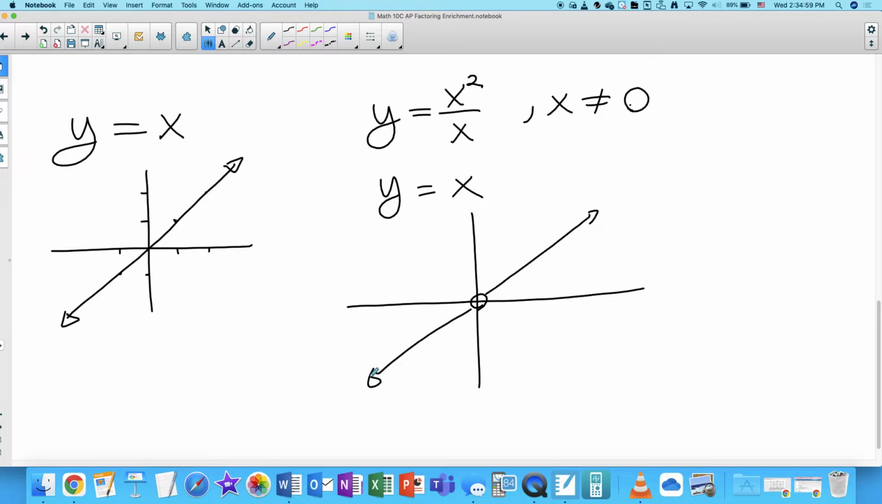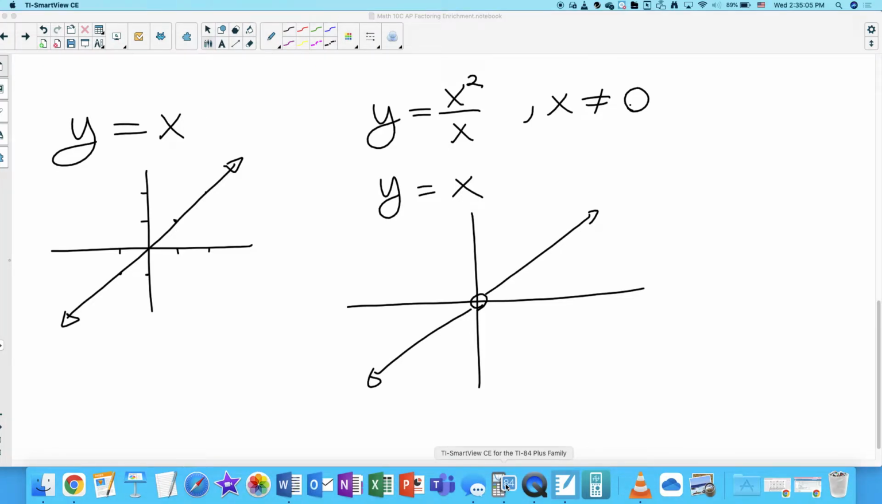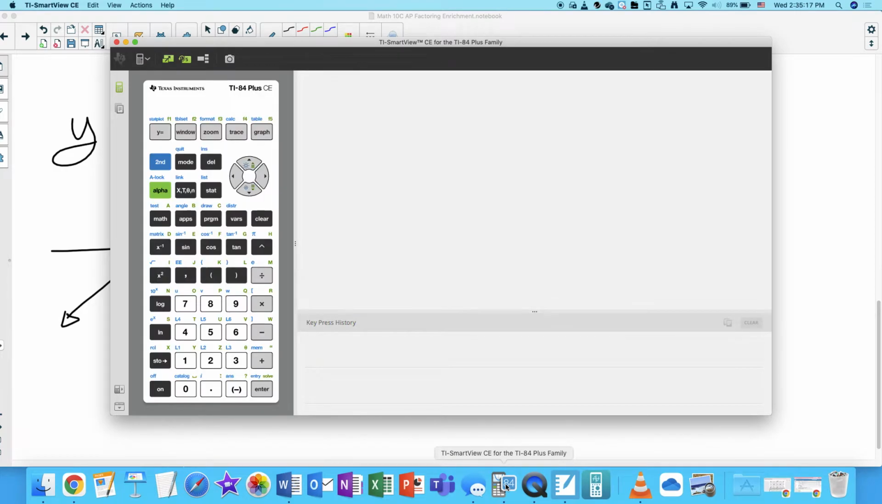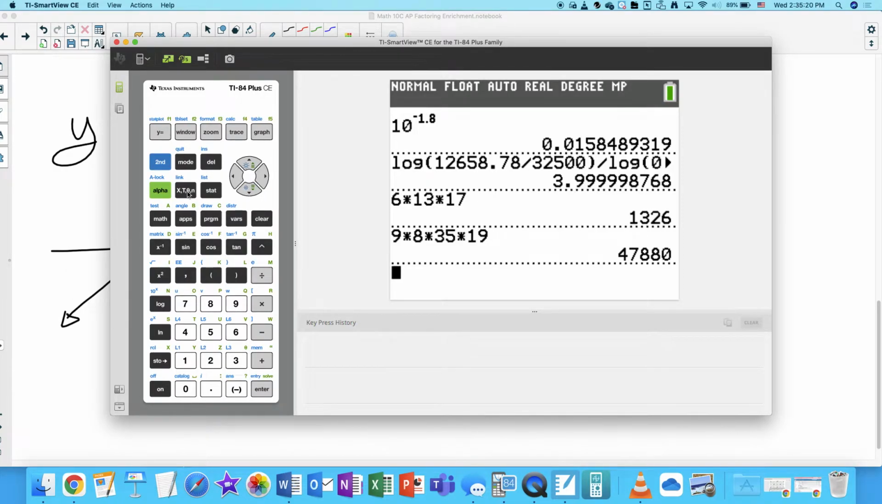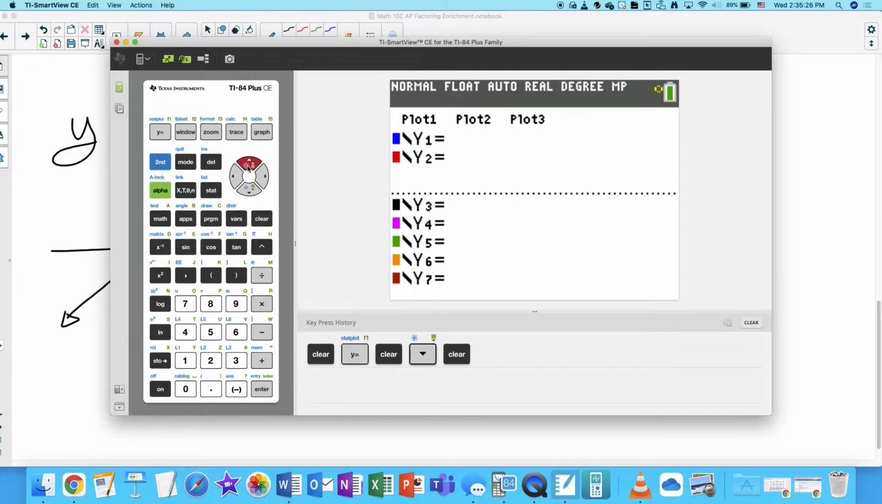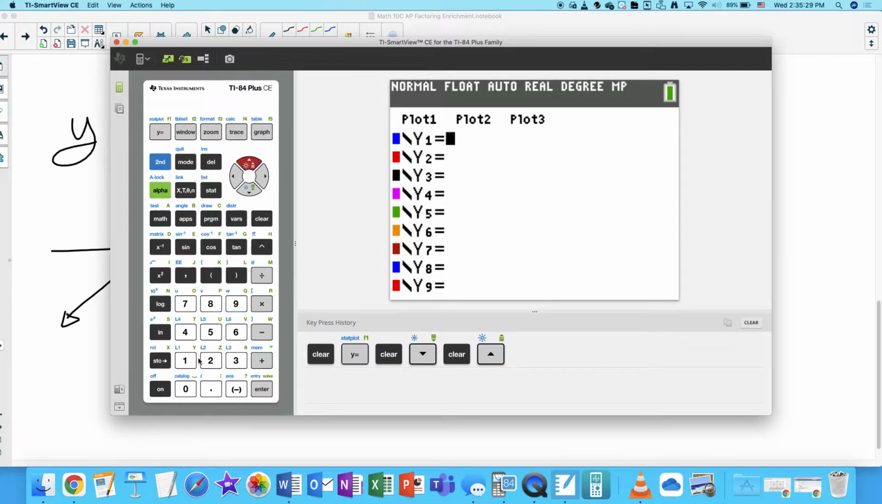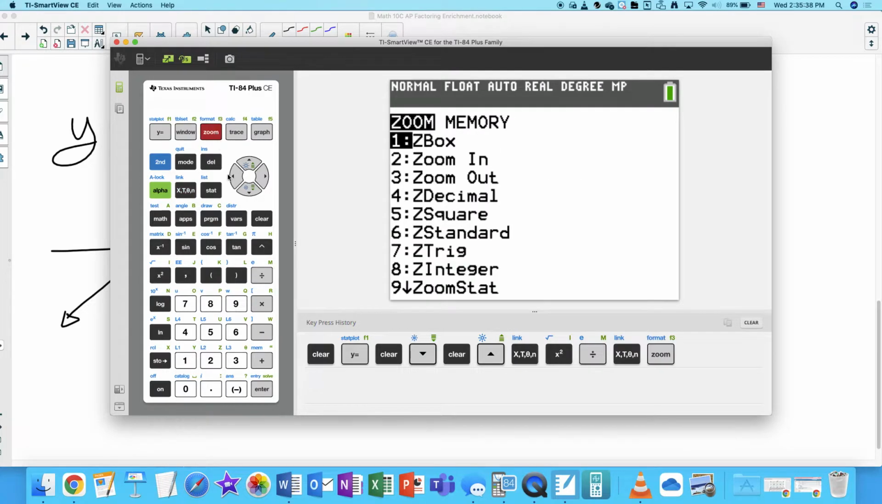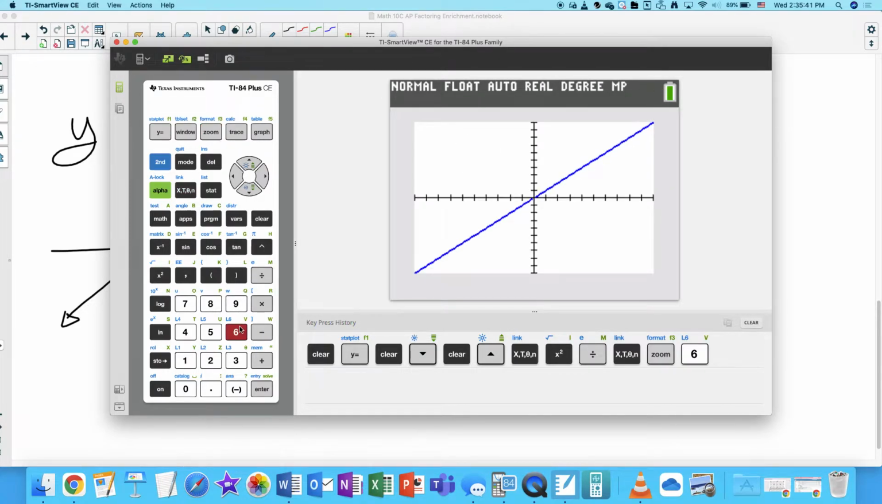Okay, so I'll show you, even if you do this graphically, and we're not getting into this now. We're going to learn more about the graphing calculator next unit. But I just want to show you, even if you're using technology, when you put in x equals 0 into that equation, you are going to get an undefined value. So I'm going to put in y equals x squared over x. I'm going to graph that. Okay, so there it is. That's what it looks like.